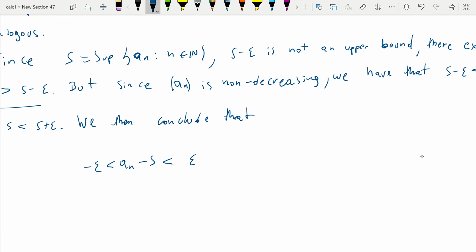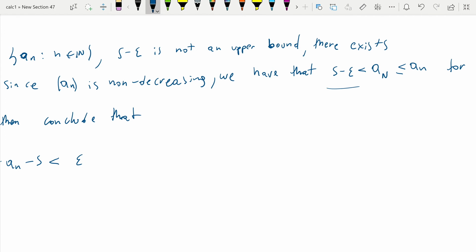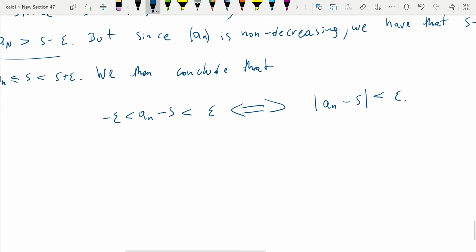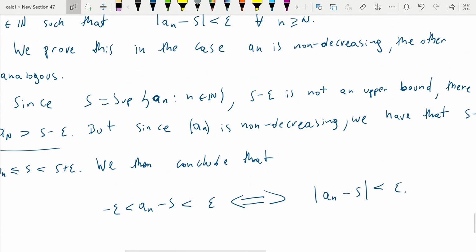So we have already shown this, so this is what confused me here. We are showing now this. Okay, if we subtract s from here and here, we have these two inequalities. But this means here that a_n minus s is in between minus epsilon and epsilon. And this is equivalent to saying that a_n minus s is less than epsilon in absolute value. And this is exactly what we wanted to show.